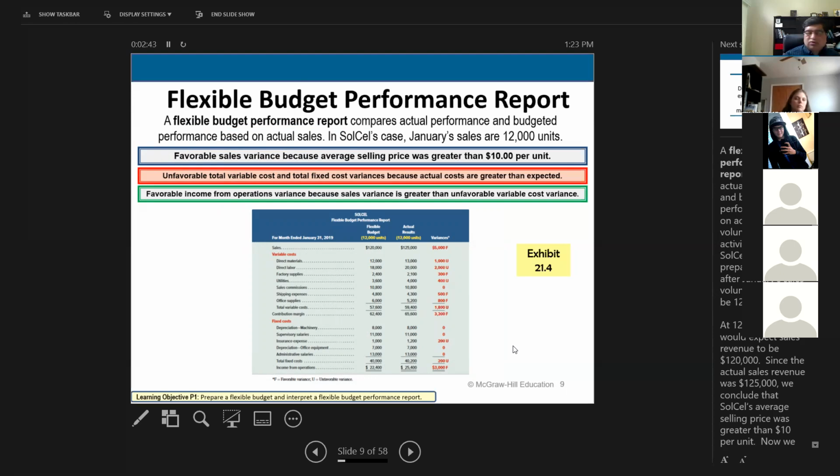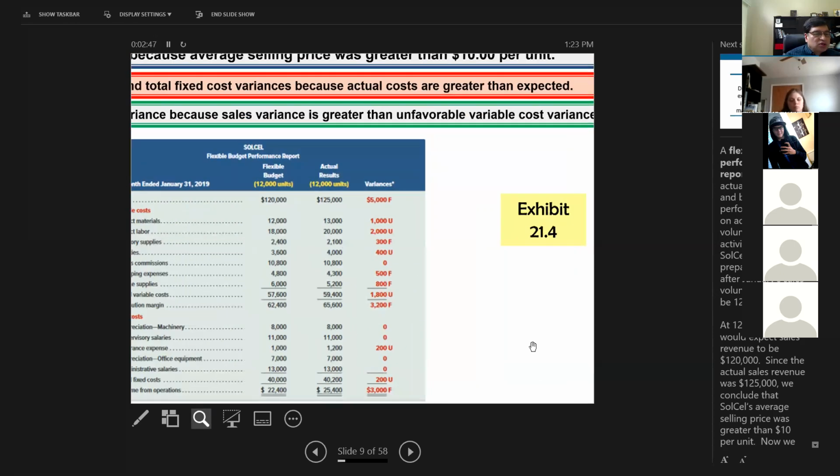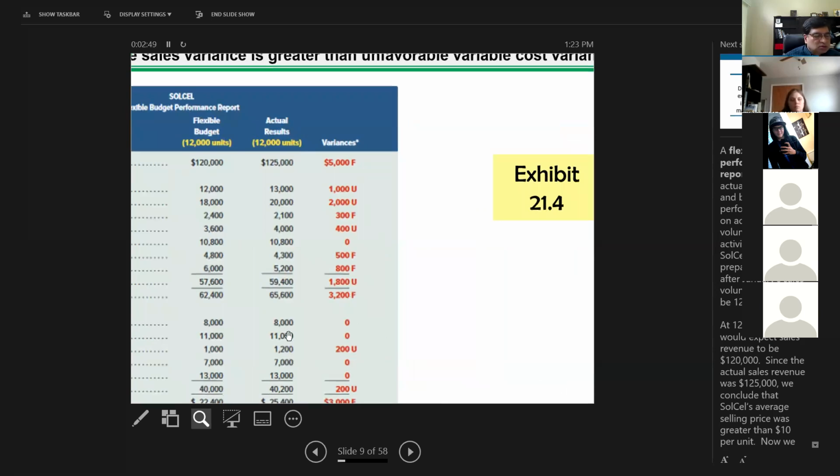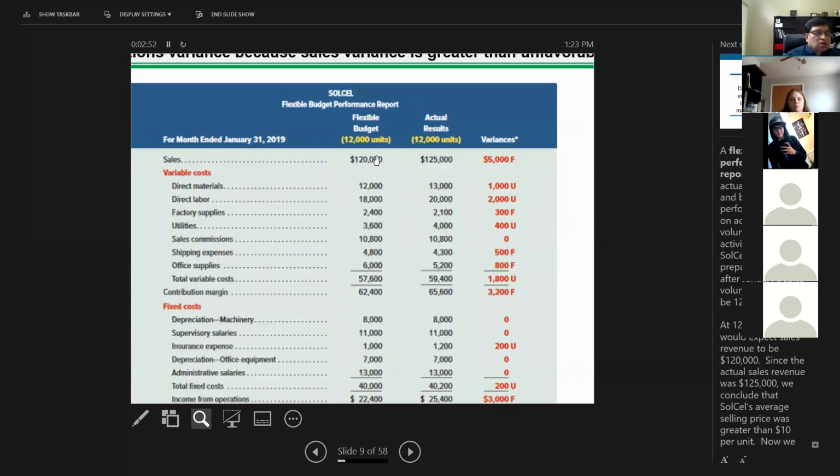So when we do the flexible budget, I don't know whether you can see this or not, but suppose your actual sales were 12,000 units and you prepared a budget for 12,000 units. Now you can compare the sales. So this is like a sales variance. You have got 5,000 favorable because you sold more. In the direct material, you were allowed 12,000, you spent 13,000 actually, so you are 1,000 unfavorable.